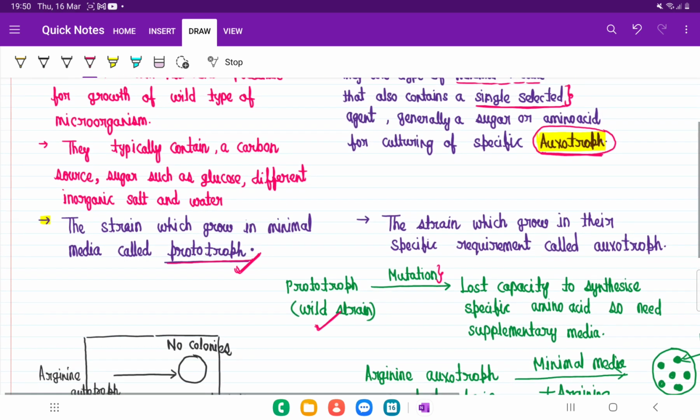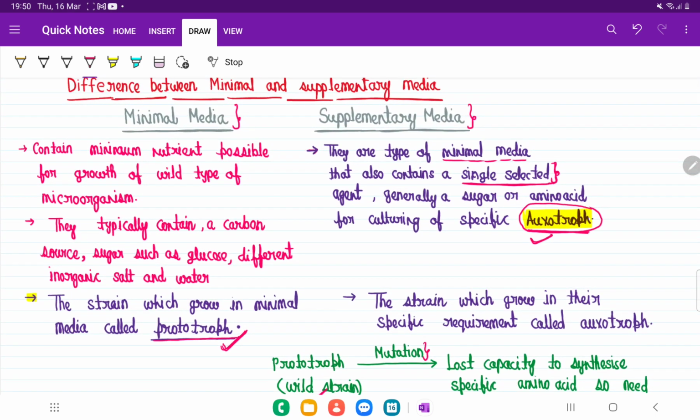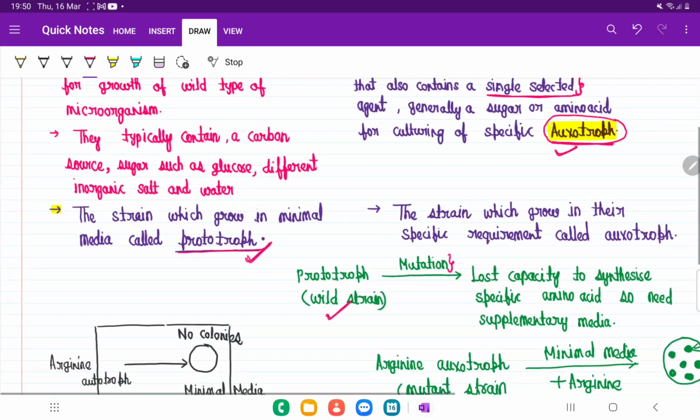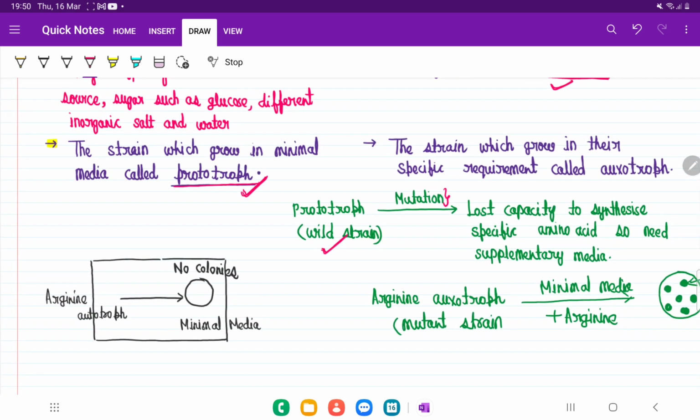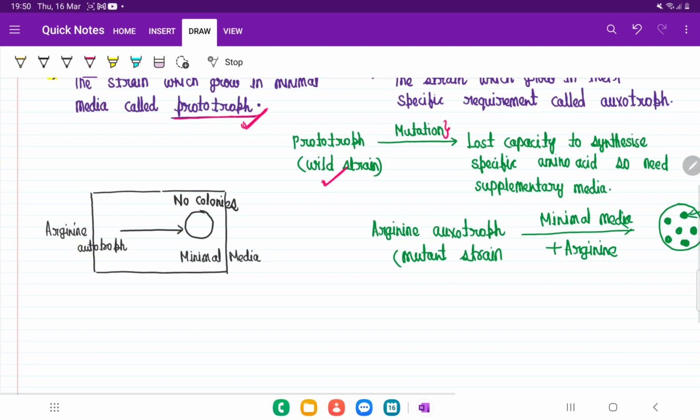So now this prototroph will convert into auxotroph, and this microorganism cannot survive without arginine added in that culture media. So supplementary media has minimal media plus arginine, then we will call it supplementary media, fine or not? So we have one prototroph, due to mutation it lost the capacity to synthesize a specific amino acid, so they need supplementary media, fine or not?